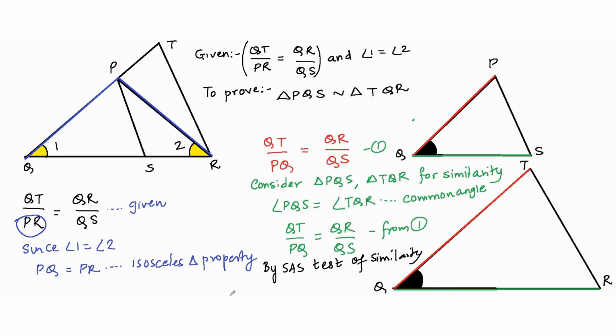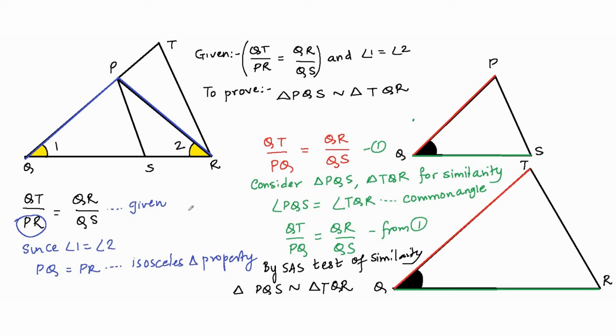I can conclude that triangle PQS is going to be similar to triangle TQR. In this triangle, Q in PQS corresponds to Q in TQR. So Q is the second vertex. P corresponds to T and I have R, so TQR by the SAS test of similarity. So this is how we can prove that the two triangles are similar, and I will pause for a few seconds before I move on to the next question.